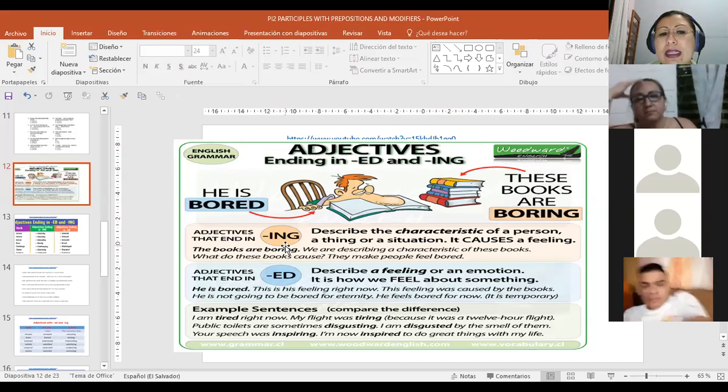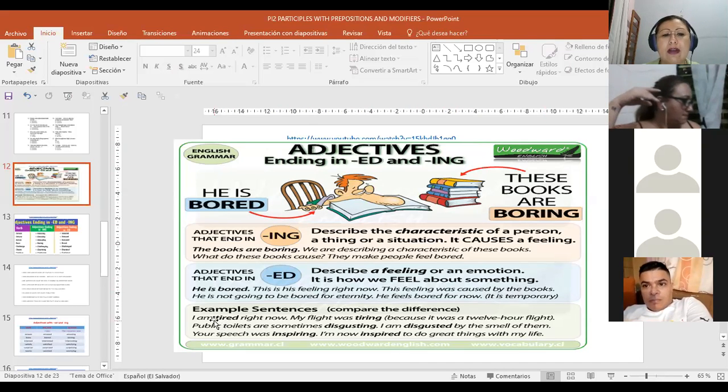Perdón, a la clase me voy a regresar un poquito por Arnold para explicarle que los adjetivos que terminan en ing describen las características de una persona, una cosa o situación que causa un sentimiento. Y los que terminan en ed describen un sentimiento o una emoción de cómo nos sentimos acerca de algo. Los ejemplos que tenemos aquí es, I am tired right now, estoy cansada ahora. My flight was tiring, mi viaje fue cansado, because it was a 12-hour flight, porque fue un vuelo de 12 horas. Public toilets are sometimes disgusting. Los baños públicos son algunas veces desagradables. I'm disgusted by the smell of them.